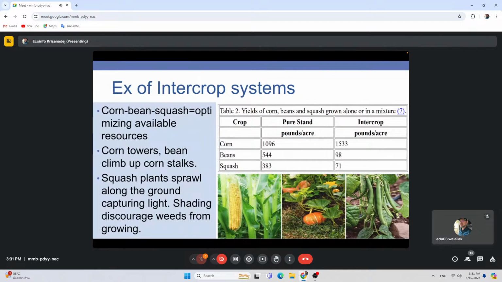Example of intercrop system. This is corn, bean, squash. For intercropping, people have suggested doing corn, bean, and squash. It is optimizing available resources. Okay, so they're showing doing only corn, doing only bean, and doing only squash, and then by doing intercropping here, you can calculate the LER.